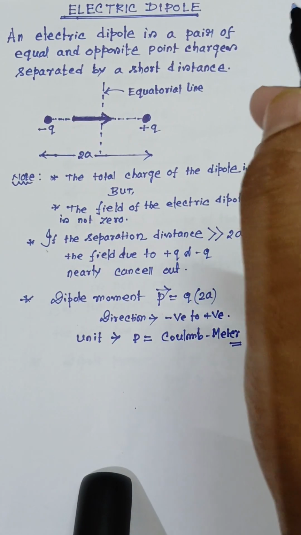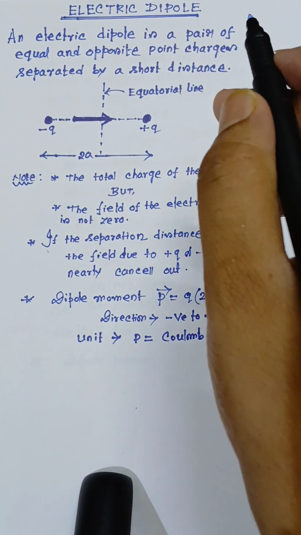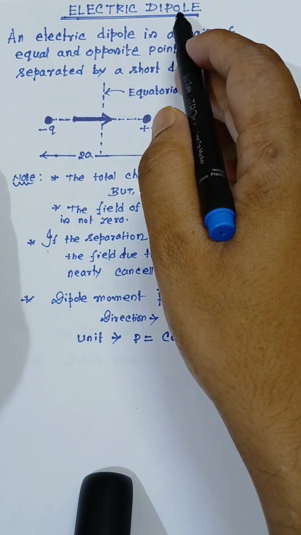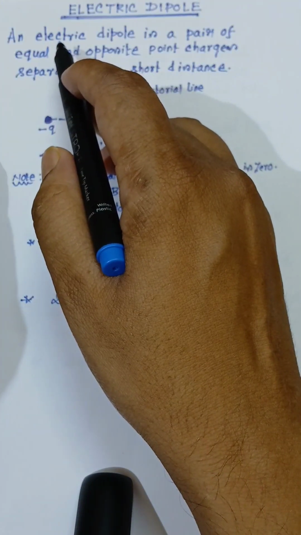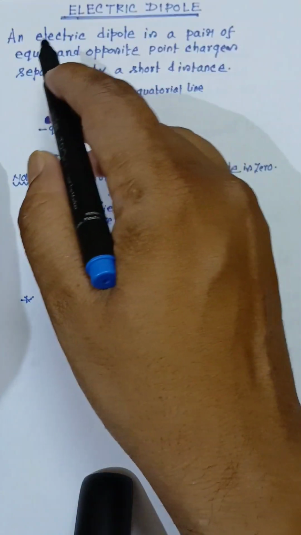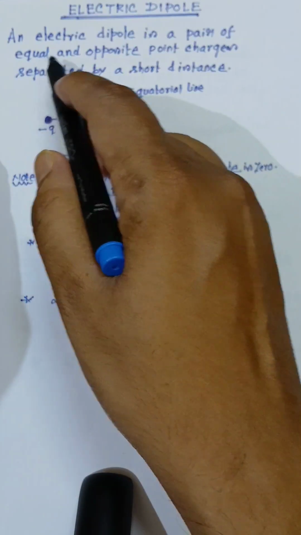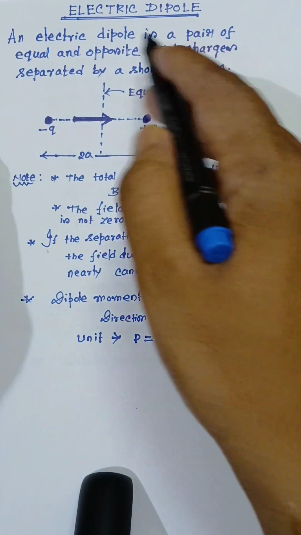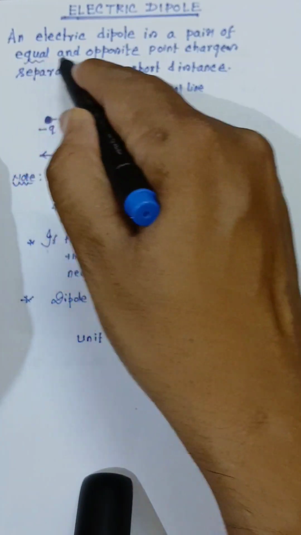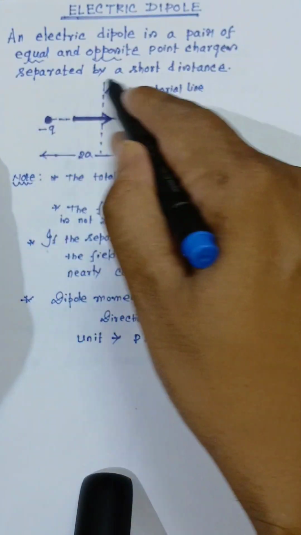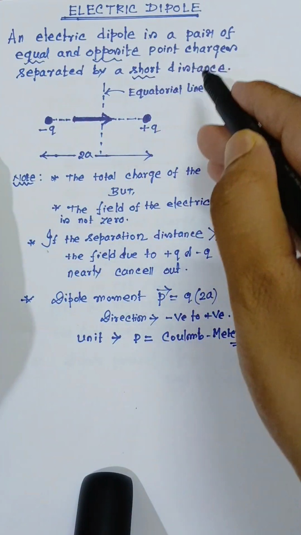Hello everyone. Today we will discuss the electric dipole. First of all, we will discuss what an electric dipole is. An electric dipole is a pair of equal and opposite point charges, separated by a short distance.